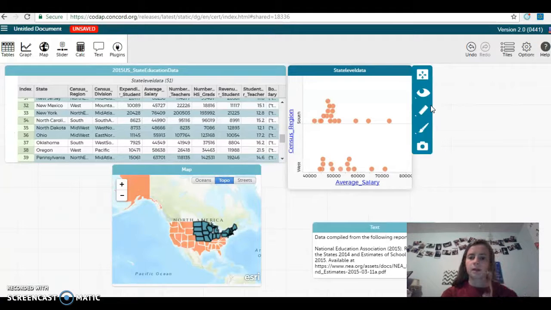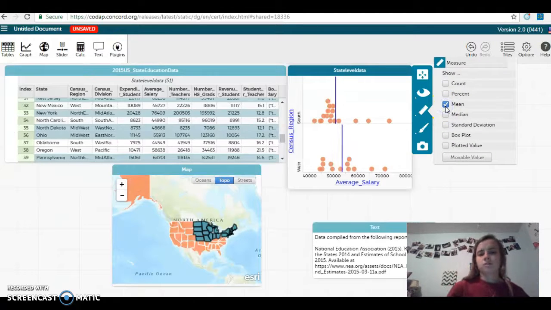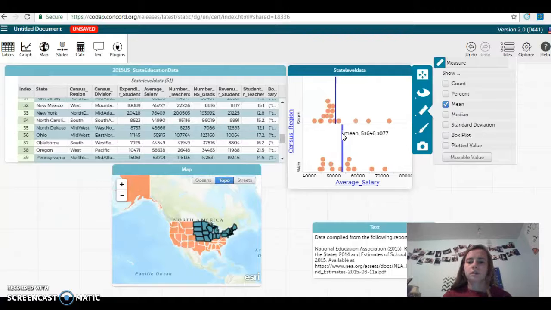The first thing that I like to do is click on the ruler icon and show the mean. This shows us the mean of the salaries for teachers in the West and in the South. If you hover over the line for the West, the mean is 53,646, and if you hover over the line in the South, it's 50,950. So as you can see, the average salary is more in the West than it is in the South. By looking at this data, I feel like I would rather work in the West than in the South because the West on average makes more money.